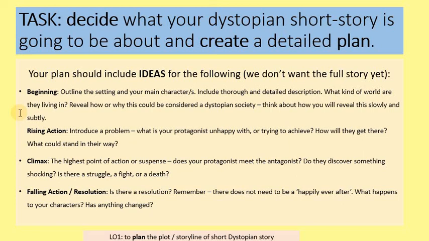And then there's a falling action and the resolution. This is where the story comes down from the climax and comes to an end. And it doesn't necessarily need to be a happy ever after because of the conventions of dystopian fiction. What happens to your characters? Has anything changed? It could well be that your main protagonist, your main character, may well not make it to the end, and that could be something that you could explore.